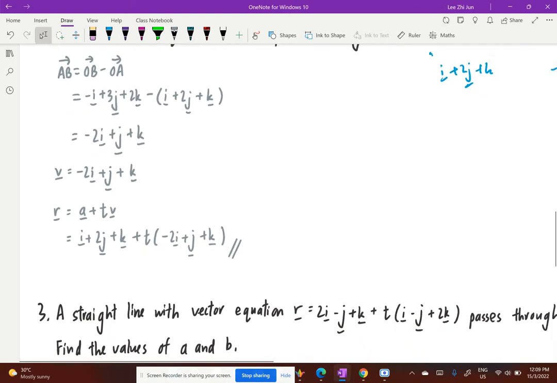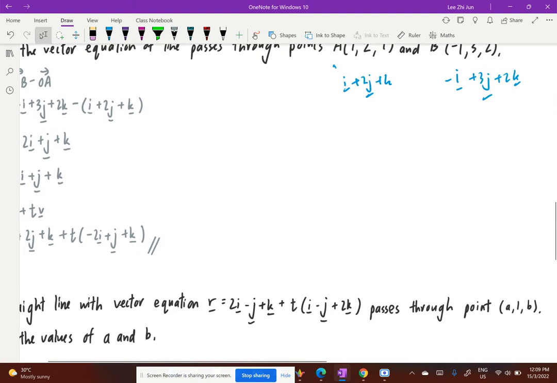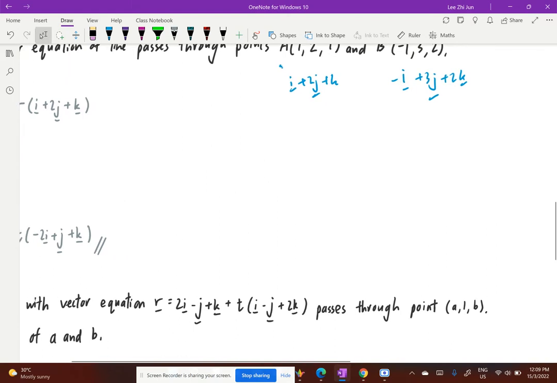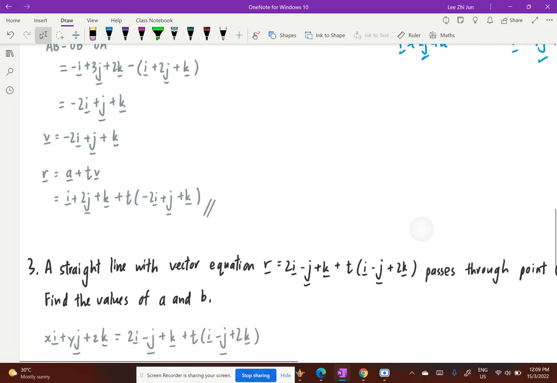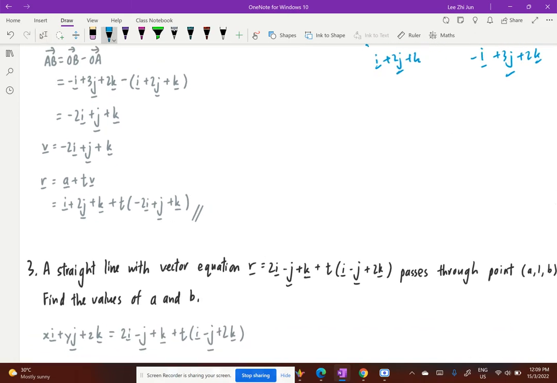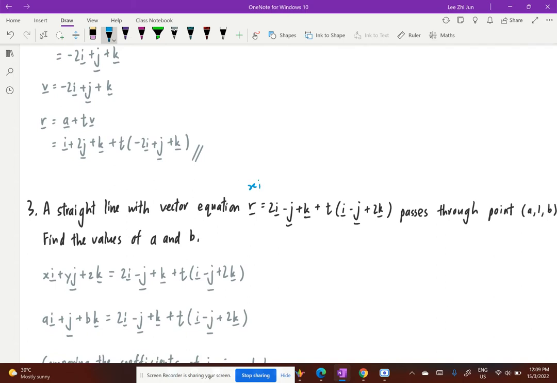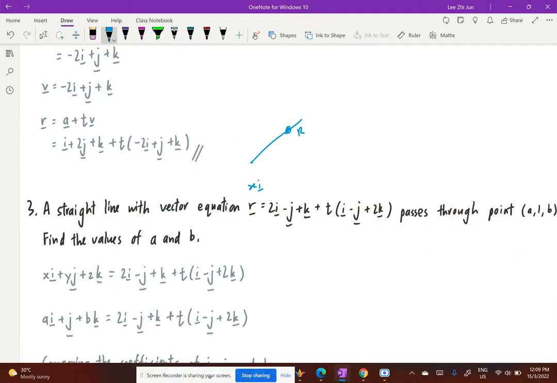Okay, so we go to question 3. A straight line with vector equation r equals 2i minus j plus k plus t multiplied by i minus j plus 2k passes through the point (a, 1, b). So a and b are unknown, and we need to find the values of a and b. For this r, it can be any point on the straight line, so I put xi plus yj plus zk. It passes through the point (a, 1, b), so I substitute a into x, 1 into y, and b into z.